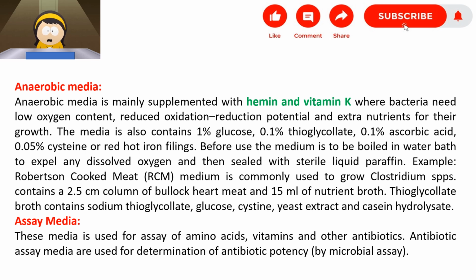Before use, the medium is to be boiled in a water bath to expel any dissolved oxygen and then sealed with sterile liquid paraffin. Example: Robertson's cooked meat medium, RCM. The medium is commonly used to grow Clostridium species. It contains a 2.5 cm column of bullock heart meat and 15 ml of nutrient broth.